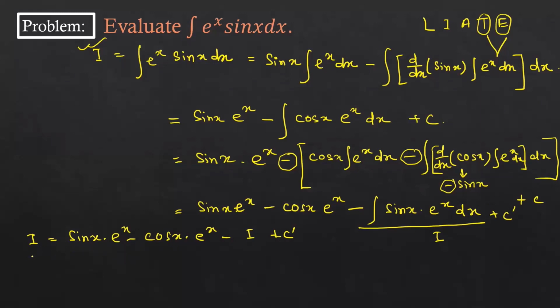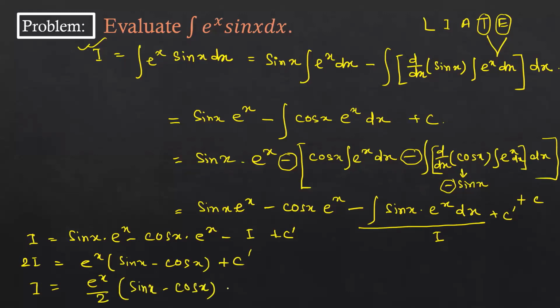So if we take that I on the left side, 2I is equal to e to the power x into sine of x minus cos of x, plus integrating constant c prime. So your integration value I will be e to the power x by 2 into sine of x minus cos of x, plus c prime by 2, which you can take as another constant c double prime, in the next part.